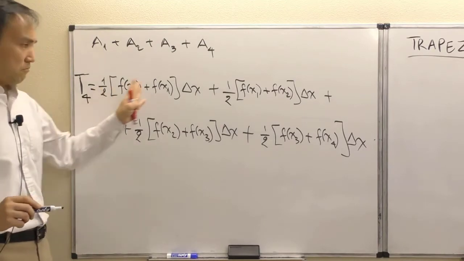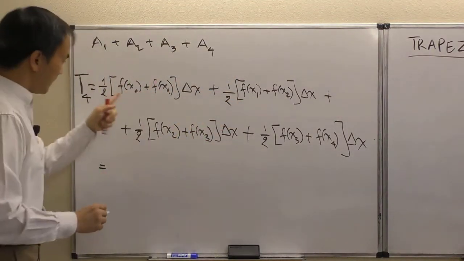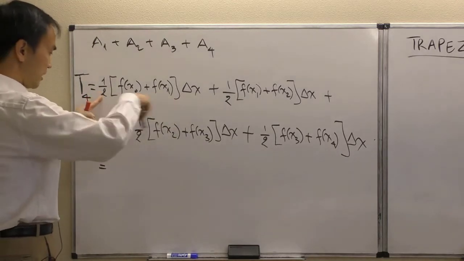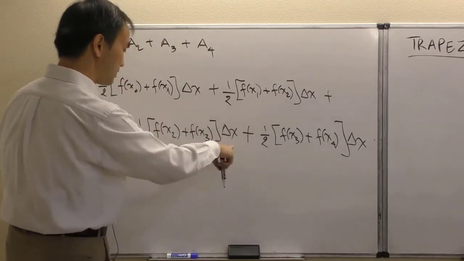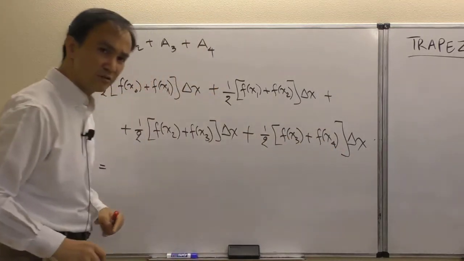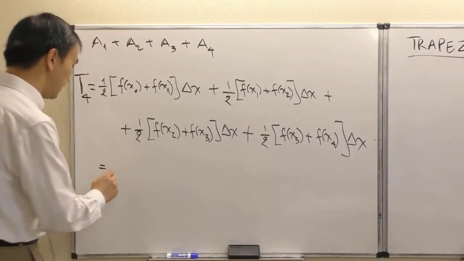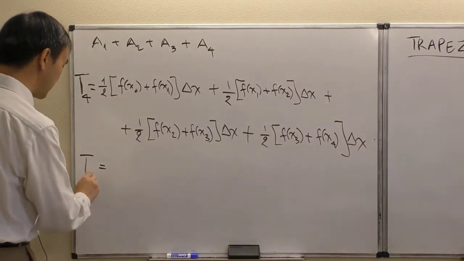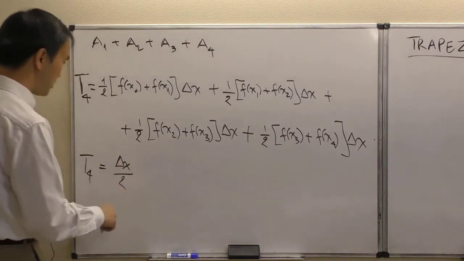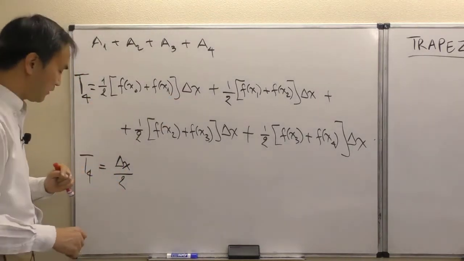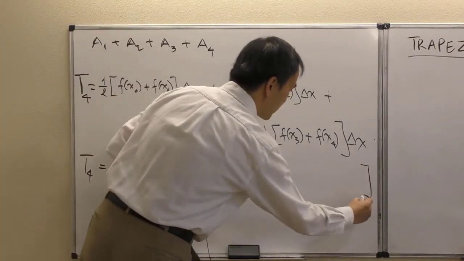Okay. And so now, here's how I'm seeing it. With a little more algebra, we can realize that we have a common factor of 1/2 times delta x, 1/2 times delta x, 1/2 times delta x, 1/2 times delta x. So we can factor it out and turn our expression into something a lot simpler. So T4, in other words, will equal, in the next step, delta x over 2, because 1/2 times delta x is delta x over 2. And then I'm going to open a large pair of square brackets.